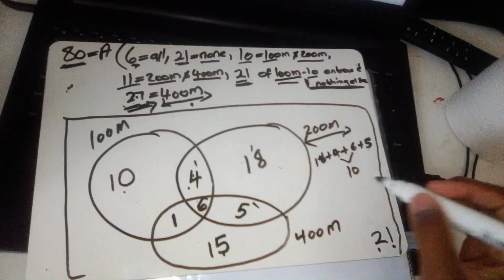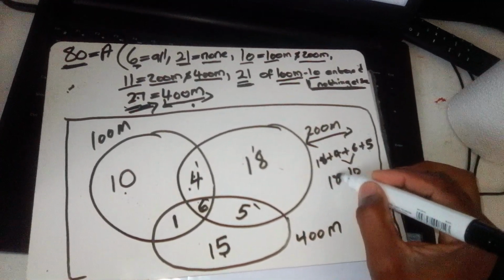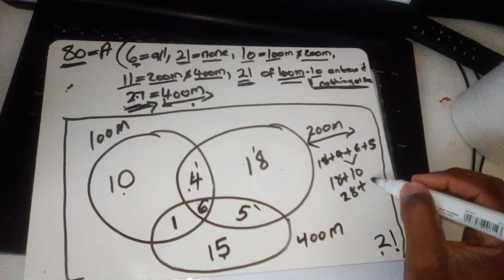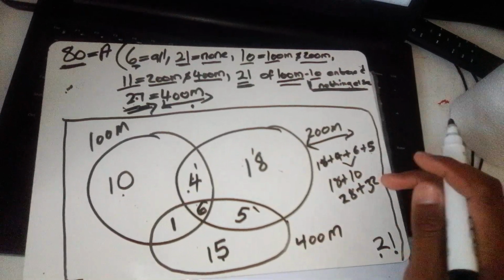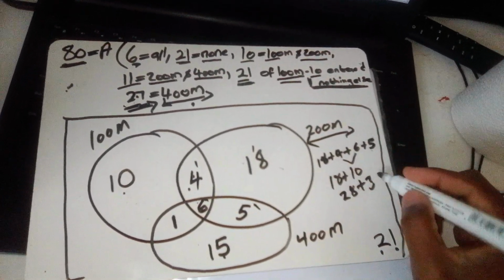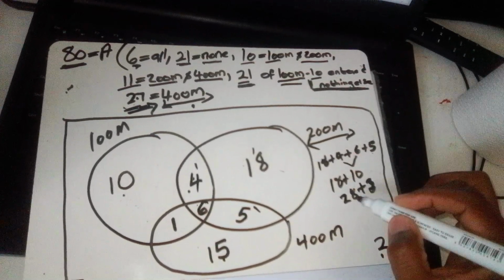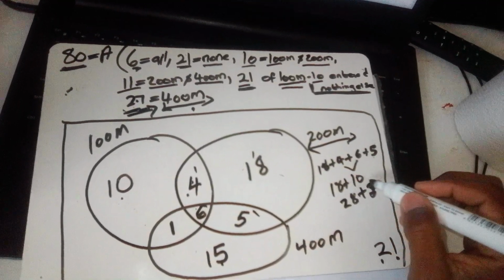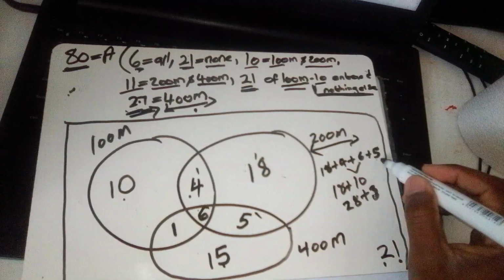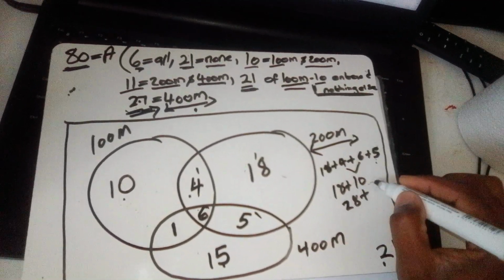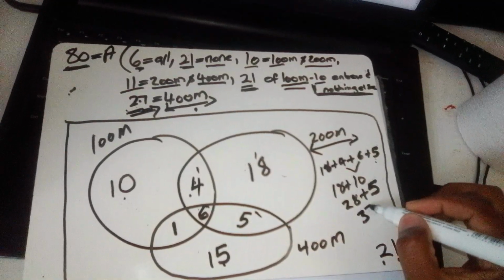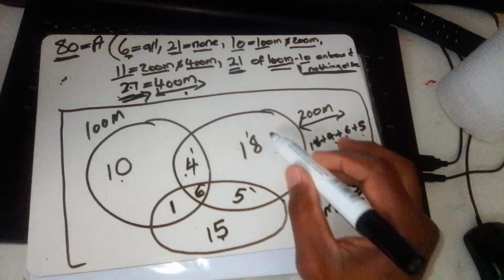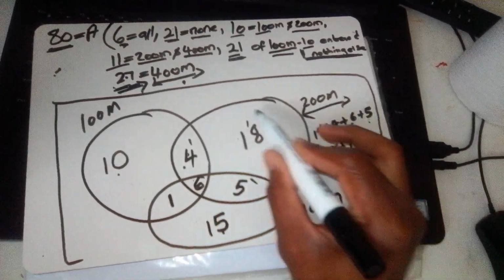So here we have 10, 10 plus 18 is 28, 28 plus 5 is 32. No, not 32, 33. Sorry about that. It's 18, 10, 20, 28 plus 5. 28 plus 5 is equal to 33. So 33 athletes entered the 200 event.